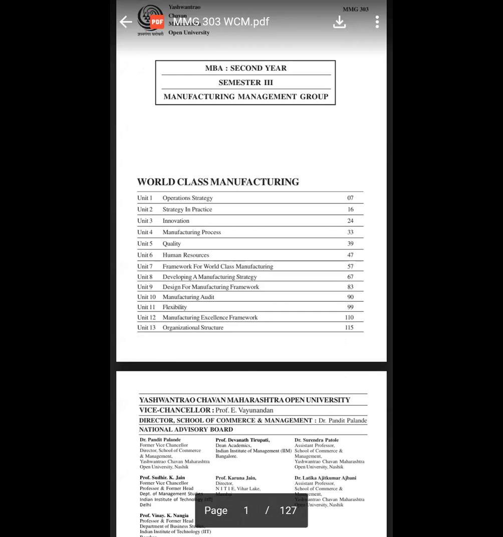Unit number 5, quality. Human resources framework of world-class manufacturing, developing a manufacturing strategy, design for manufacturing framework, manufacturing audit, flexibility, manufacturing excellence framework, organizational structure. So these are the 13 units that you are going to study in the subject of world-class manufacturing.